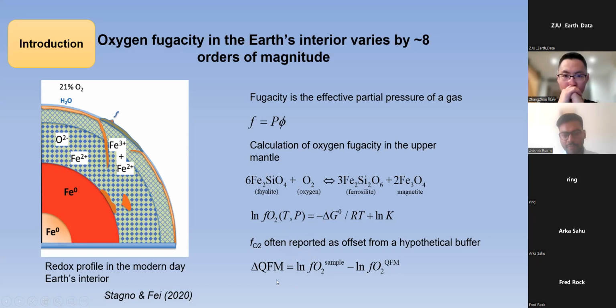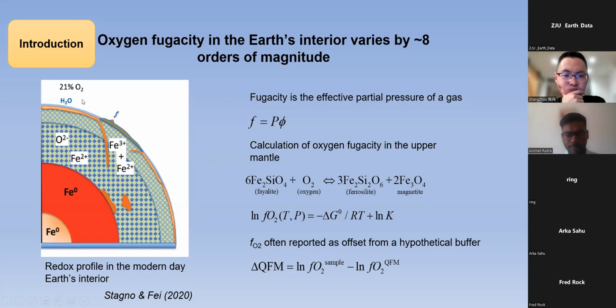Therefore, delta QFM becomes less sensitive to temperature and pressure, but more sensitive to the amount of oxygen in the system, and the phases that are present in the system, which are our interest. If you look at this figure on the left, you can see that the oxygen fugacity is one of the thermodynamic intensive variables that varies quite a lot, starting from the surface of the Earth to the very lower part of the Earth's mantle.